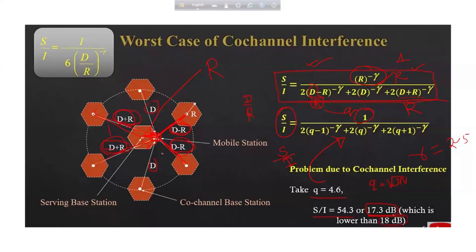Okay, so it should be above 18 dB. If the co-channel interference is above 18 dB, then it is an acceptable point. And if it is lower than 18 dB, like in this case, this is the value for the worst case of our co-channel interference. Okay, so this is the end of today's lecture.